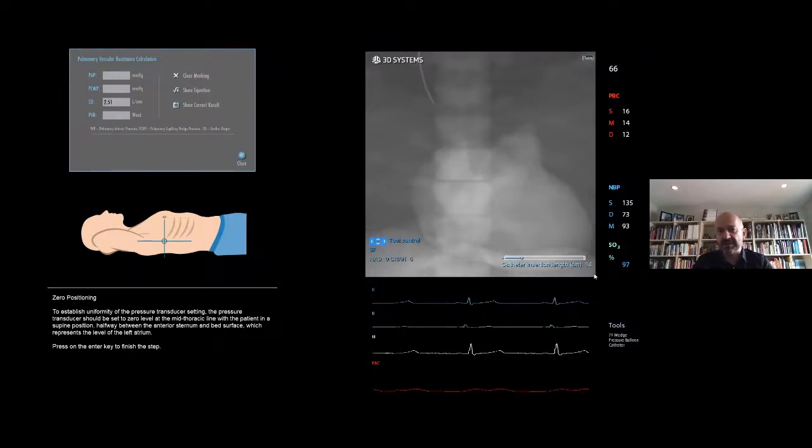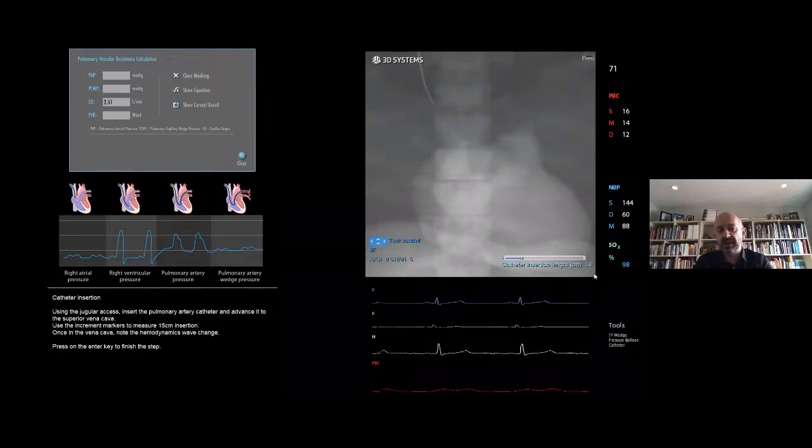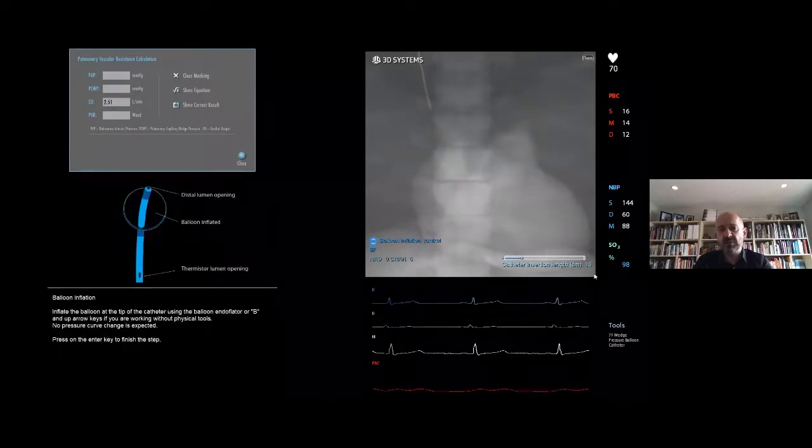So this means you're out of the sheath, but you're not in the heart yet. So this is a good time to inflate your balloon. You don't want to inflate the balloon too early, but you do want the balloon up before you get into the heart. So why don't we inflate the balloon?